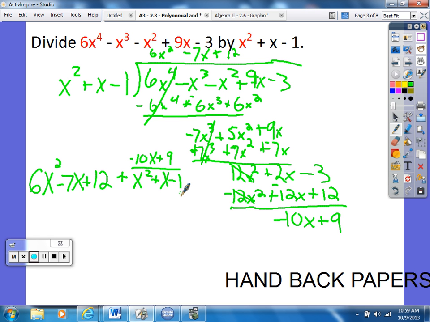Okay, so my remainder is over what I divided by. If there's no remainder, this part means nothing to us. We get to skip it. Cool?